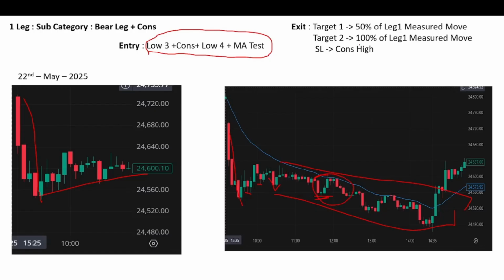Target 1 and target 2 are pretty much the same for every day trade, and the SL that you keep in the system will be the high of the consolidation, or if it is a pullback in the second category, that will be the high of the pullback. If it is a reversal trade, the low of the leg 3 will be your SL in the system. But coming to trading SL, as I said, you can keep different things, or when you see the market losing momentum in your direction, you can exit.